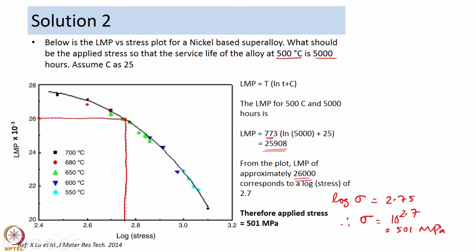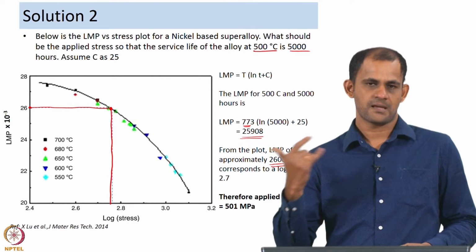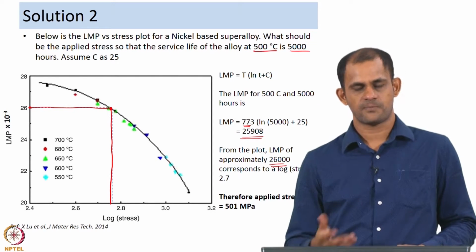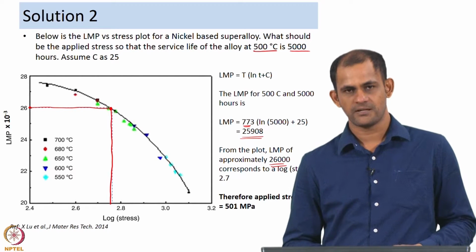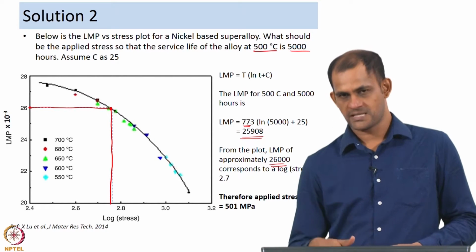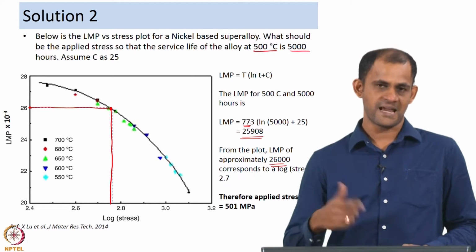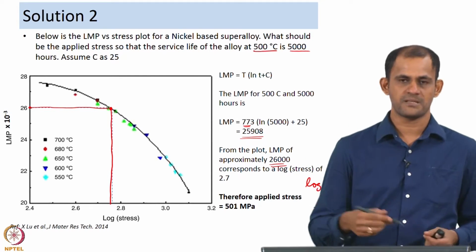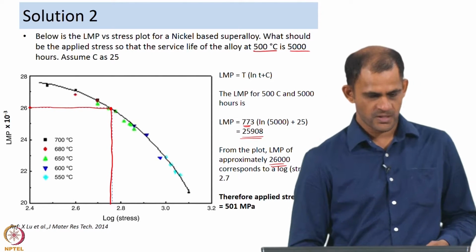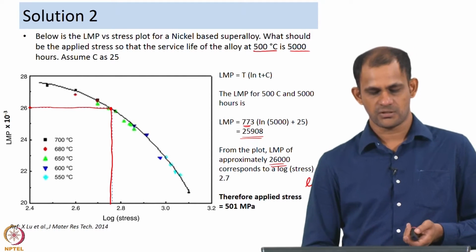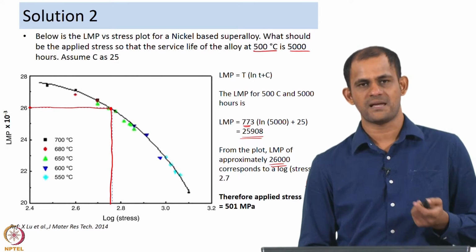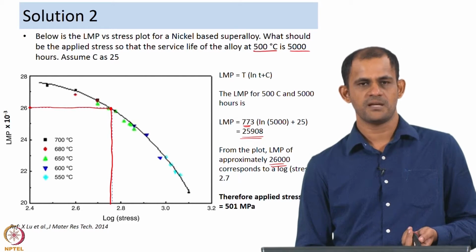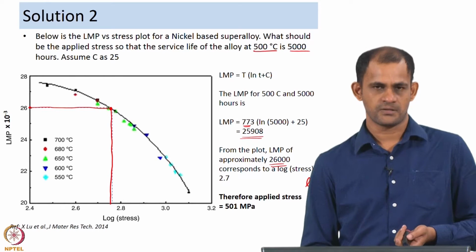So, we have looked at two aspects of using the Larsen-Miller parameter. In the first case, we knew the applied stress, and from there using the Larsen-Miller parameter we found out the time to failure at a given temperature. In the second case, we knew the time and temperature, and using the Larsen-Miller plot we were able to determine the maximum allowed stress. So, these are two problems to highlight the approach needed for using the LMP plot for design of components.